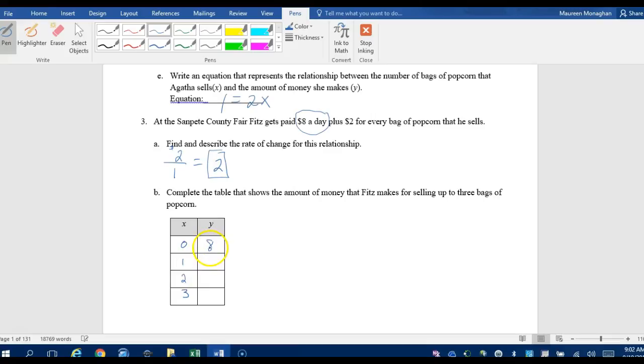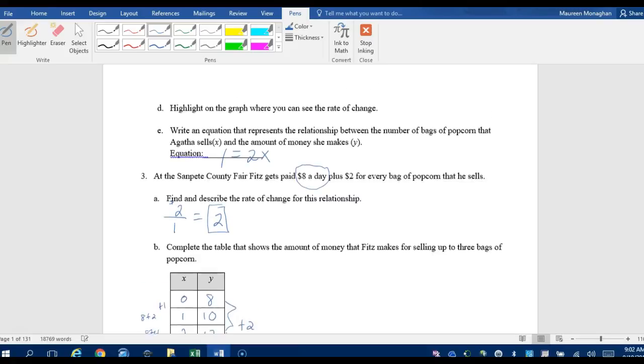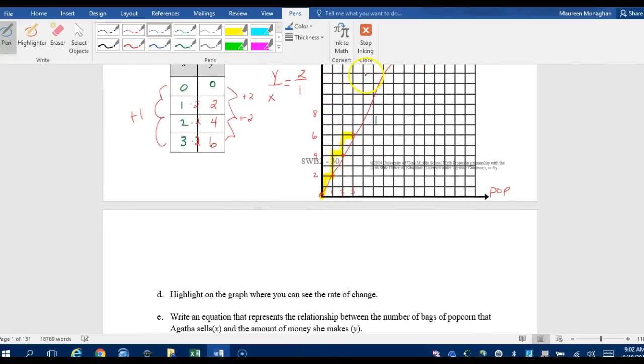What happens if he sells 1? Well, he gets the 8, and then he gets 2 more because he sold 1 bag. So this ends up being an 8 plus 2. If he sells 2 bags, that's $4, and 8 plus 4 is 12, and then of course 14. Let's find our rate of change. Once again, it's plus 2, and over here is plus 1. Alright? Graph this relationship on the previous graph.